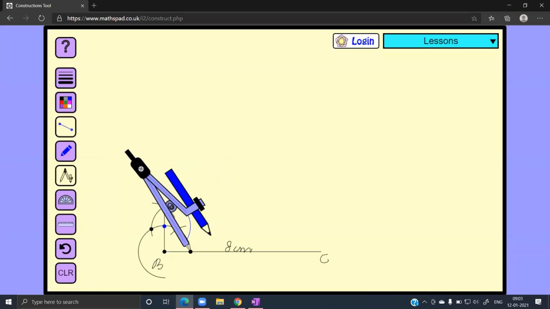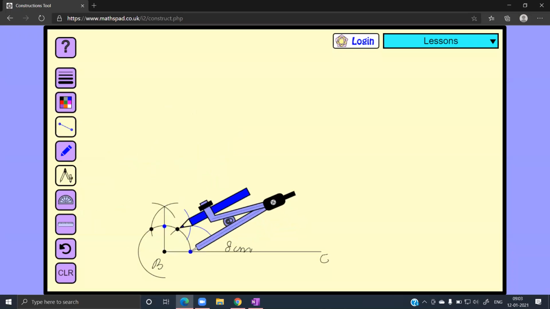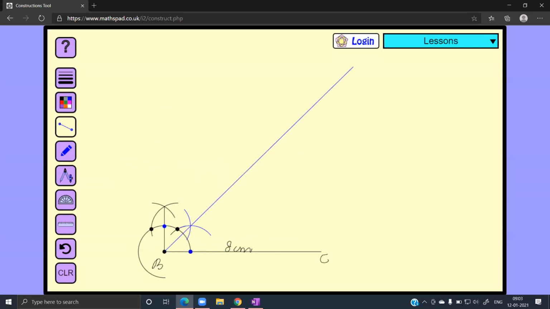Bisecting the angle of 90 degrees. Let me know if you've done till here. Yes, ma'am.